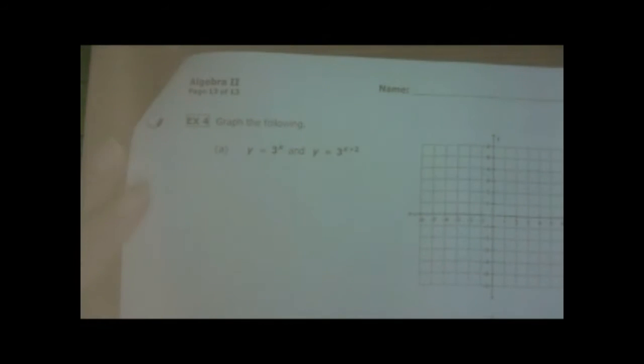So what we're going to do on the next page is graph. All right, so the way that I'm going to start here, I've got y equals 3 to the x power, and then y equals 3 to the x plus 2 power. We're only going to figure out points for y equals 3 to the x, and then we're going to shift it based on the transformations. So I'm going to make a little table with x's, and then y equals 3 to the x power.